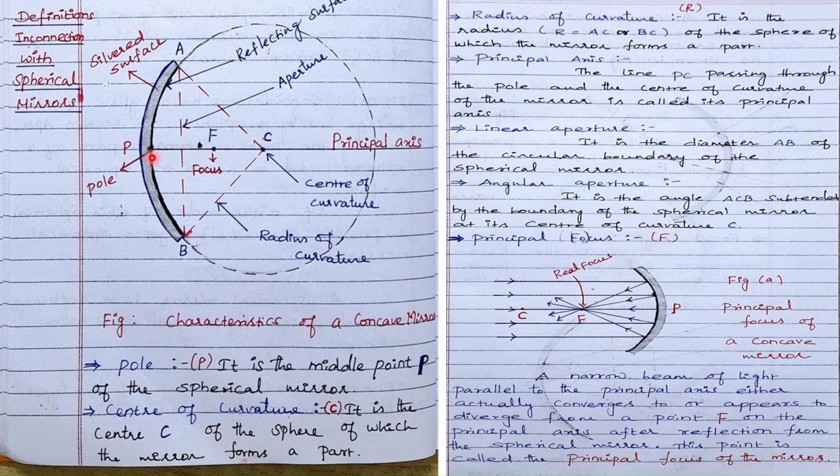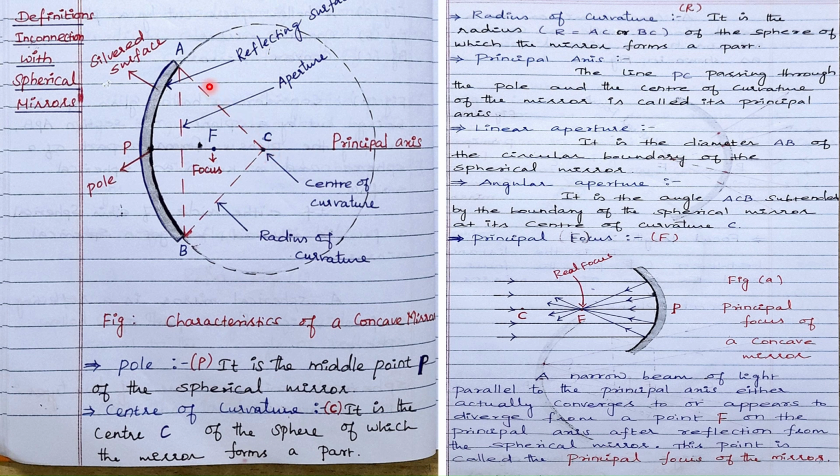The next term is the center of curvature, denoted by C. It is the center C of the sphere. In this diagram, this is the center C of the sphere of which the mirror forms a part. If you consider the whole sphere, the center of the sphere is denoted as the center of curvature. And the third one is the radius of curvature.